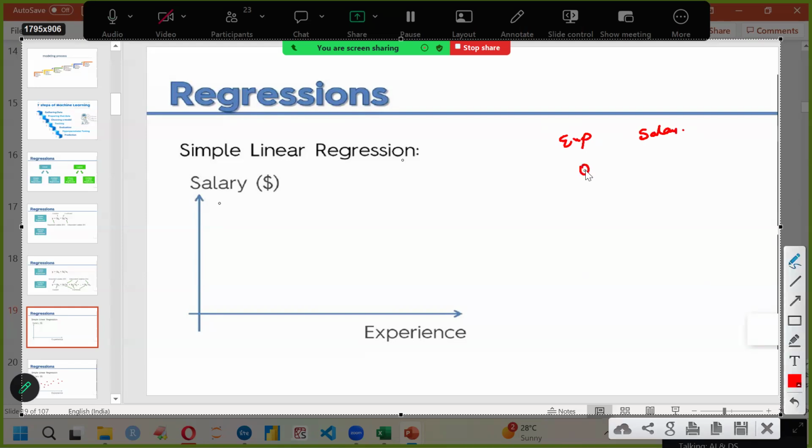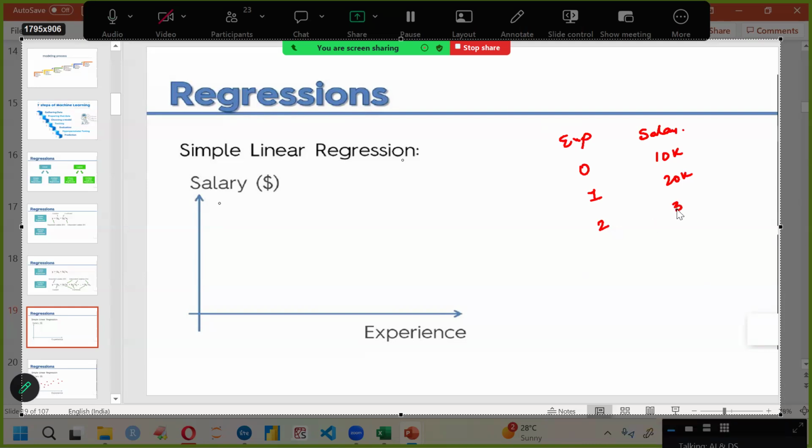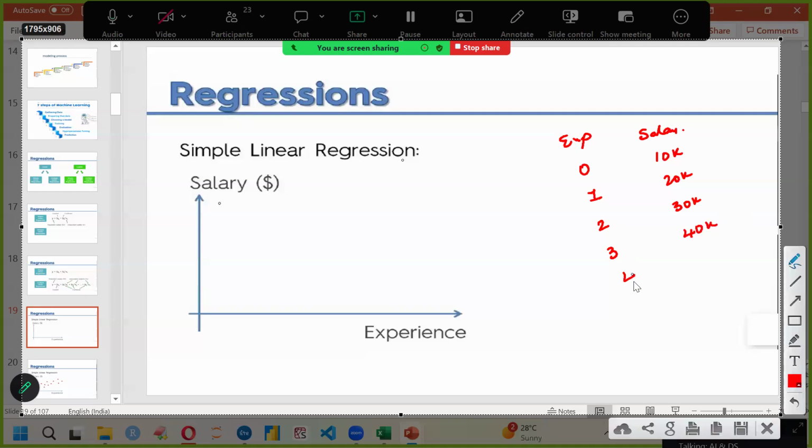Consider, for example, that I have experience and salary. 0 years of experience, a fresher, is getting a salary of 10K. 1 year of experience, getting a salary of, consider, 20K. This is only an example case. 2 years of experience, getting 30K. 3 years of experience, getting 40K. 4 years of experience, getting 50K, something like this. So this is the data set I have.